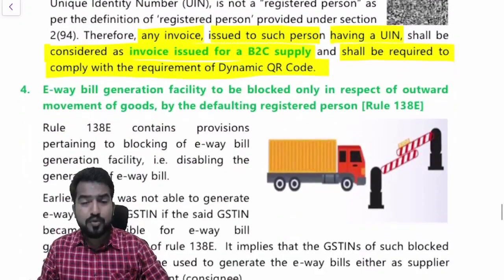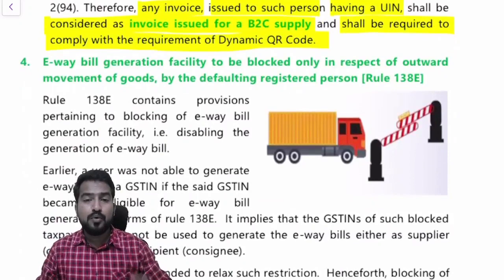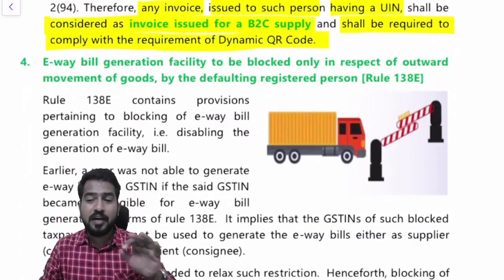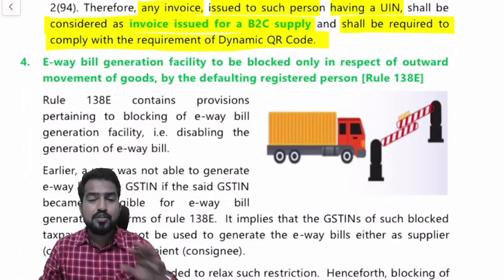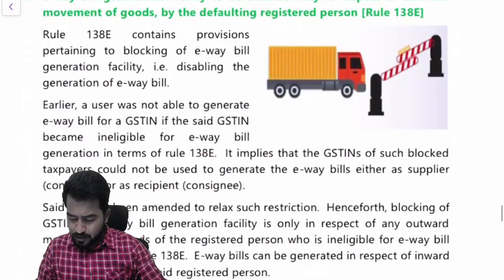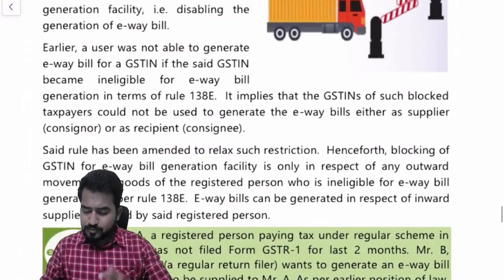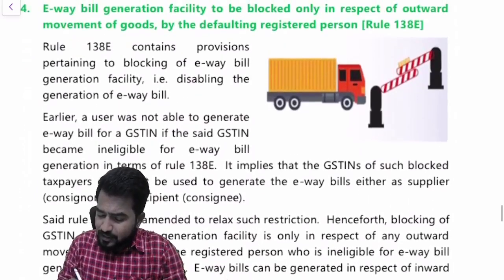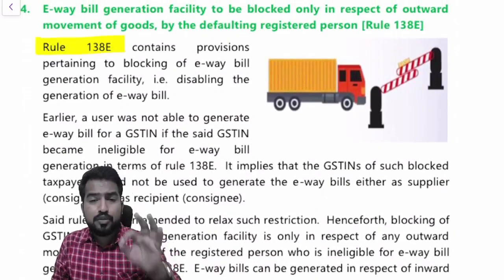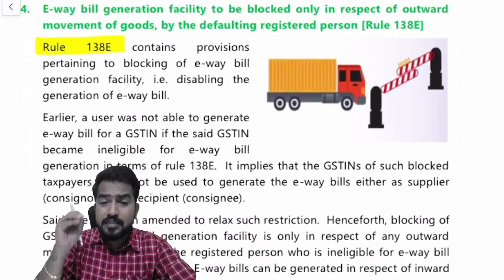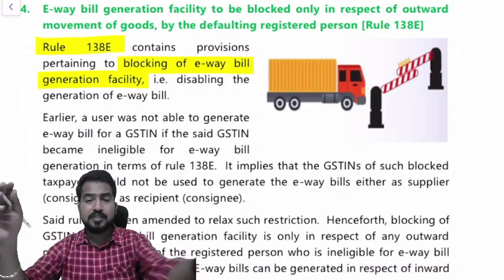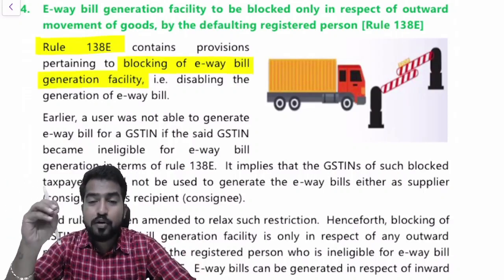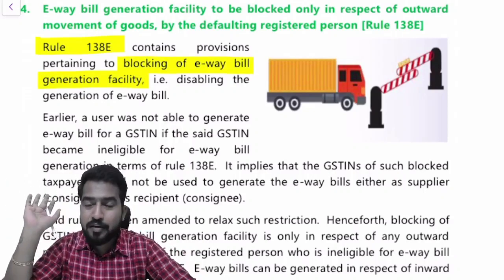Now, let us move on to the last amendment with respect to this particular chapter, chapter number 8, and that amendment is related to e-way bill provisions, my dear. So, what is this amendment? Again, a very simple amendment. If you remember, Rule 138E talks about in what cases the generation of e-way bill shall be blocked.